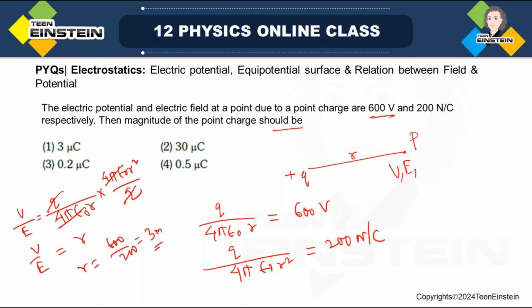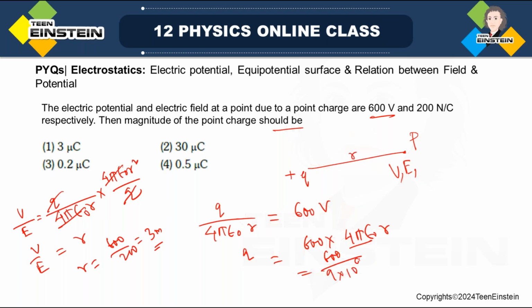Once we have got this distance R, why can't we find the charge? It is very simple now. Look, I'll just use this equation. Q will be 600 volt into 4 pi epsilon naught R. We know the value of R, 3 meter, and 1 by 4 pi epsilon naught is 9 into 10 to the power 9 in the denominator. So what I'm going to get is 2 into 10 to the power minus 7 coulomb, that means 0.2 micro coulomb, and option 3 will be the correct answer. So this was also a very simple question.